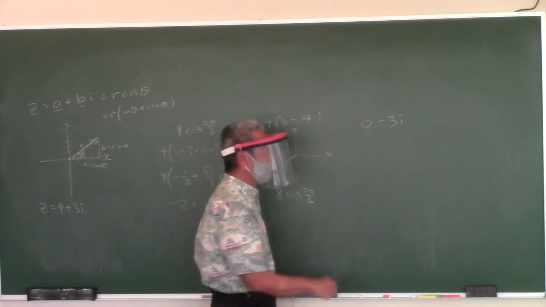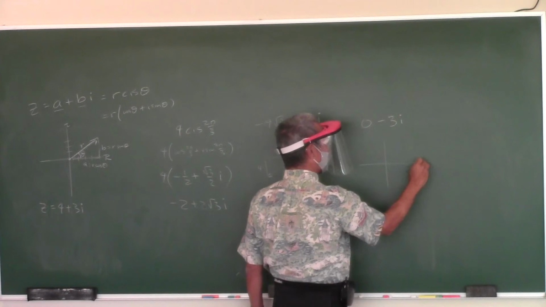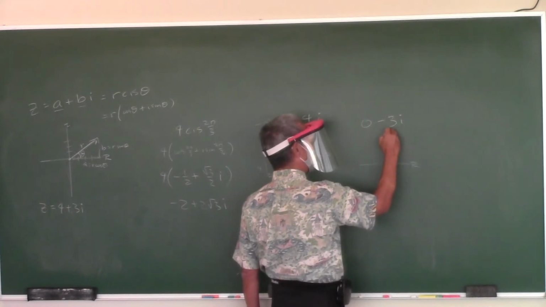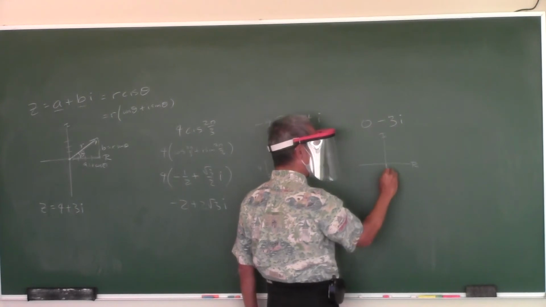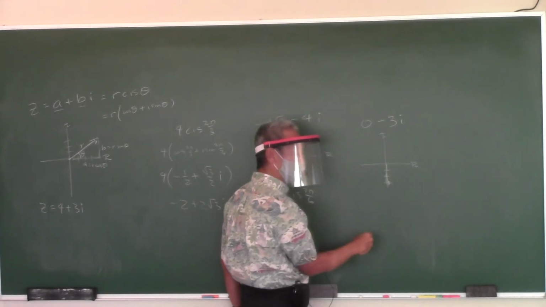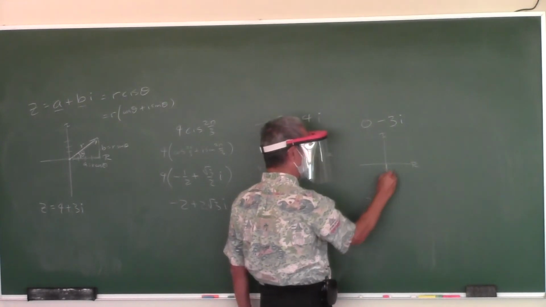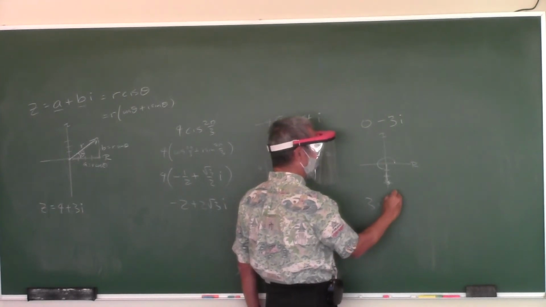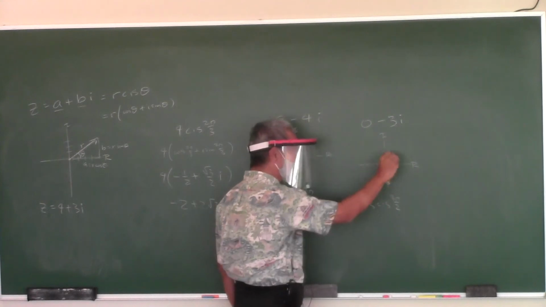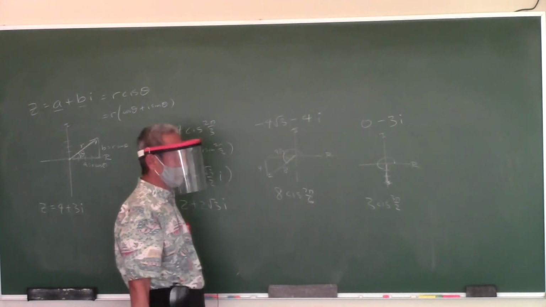0 minus 3i. And then you plot the point 0, negative 3. If I plot the point 0, negative 3, right there, how far from the origin am I? Or what is the length of the arrow? 3, and then what's that angle going around like that? 3 pi over 2, or if you want to go negative pi over 2, you can.